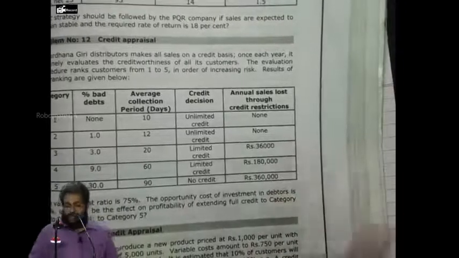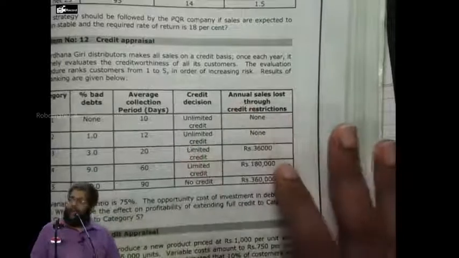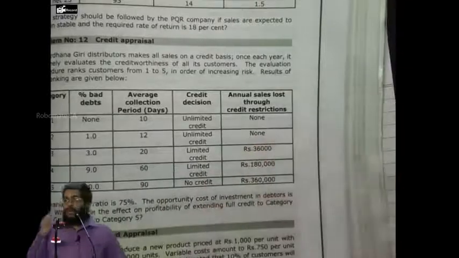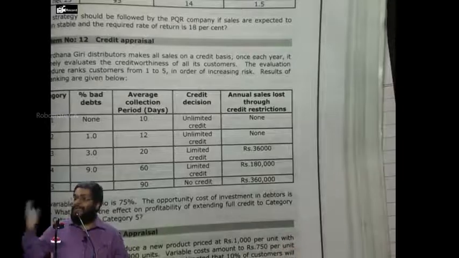3,60,000. The question is, if we give unlimited credit for the remaining 3 categories also, is it good or not? That is the question. So what is the question here? Is it good or not to give unlimited credit to the remaining 3 categories?